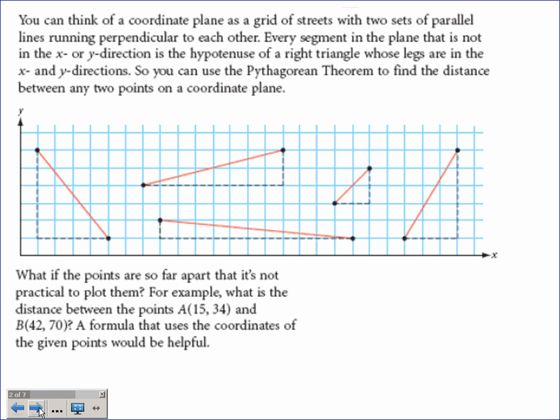Okay, down below it talks about how you can think of a coordinate plane as a grid of streets, basically breaking each one of these down into vertical and then horizontal components.